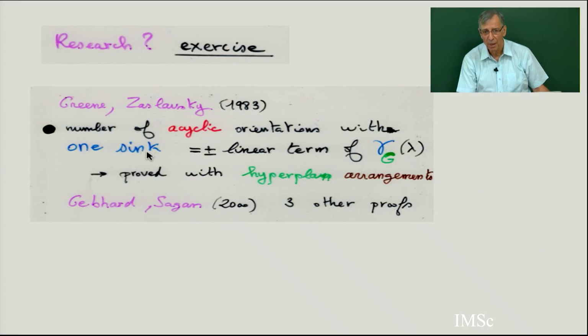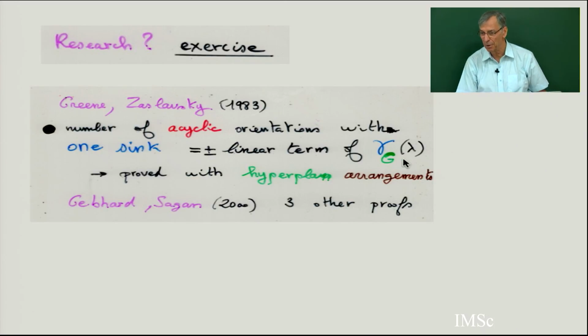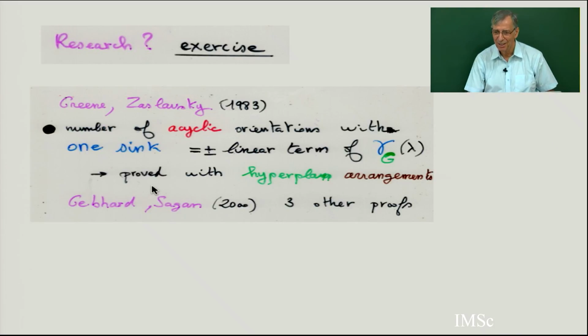And they prove that the number of such acyclic orientations with only one sink is, up to the sign, plus or minus, the linear term in the chromatic polynomial. And they prove this by connecting it to arrangements of hyperplanes. Some people in the room are going to be happy, they love hyperplane arrangements. And then in 2000, these people gave another proof.